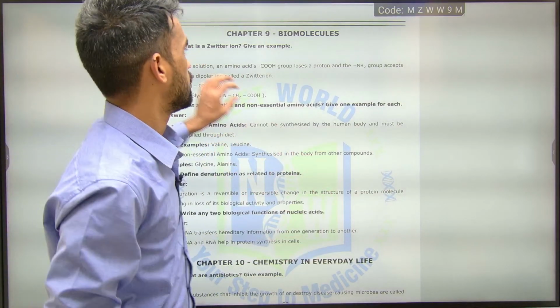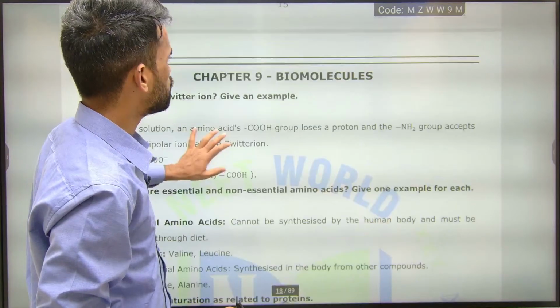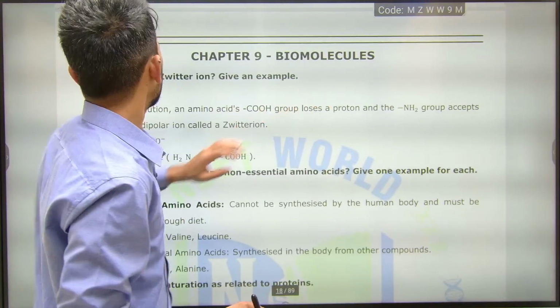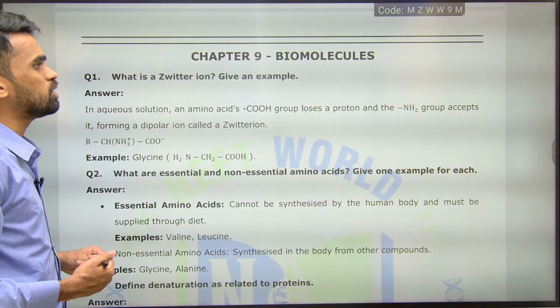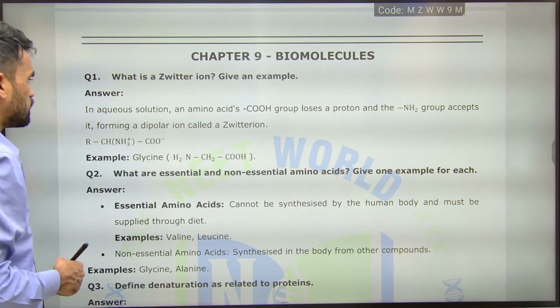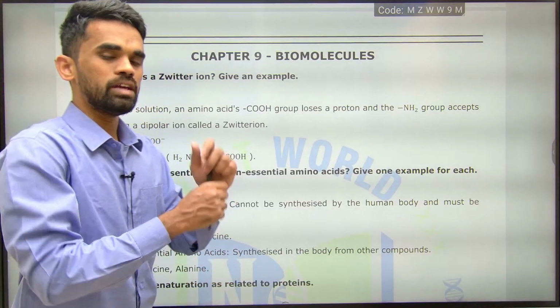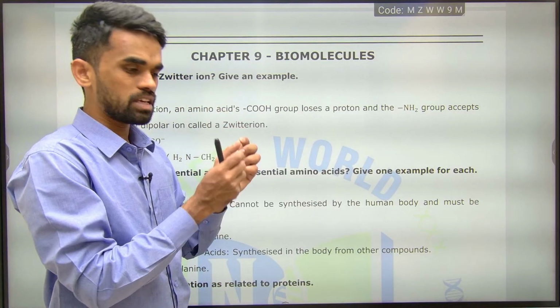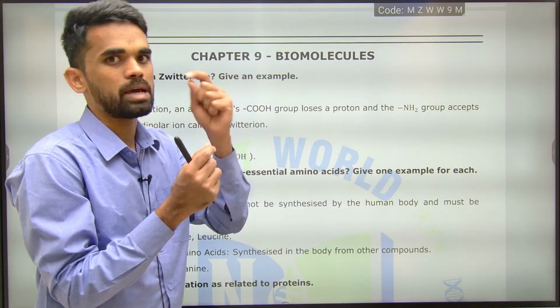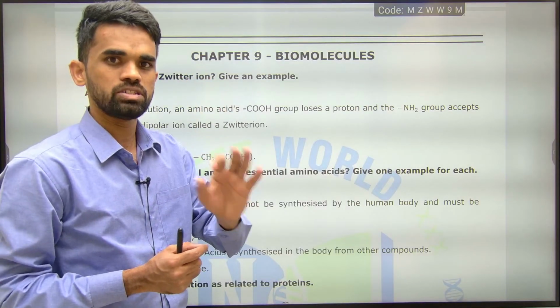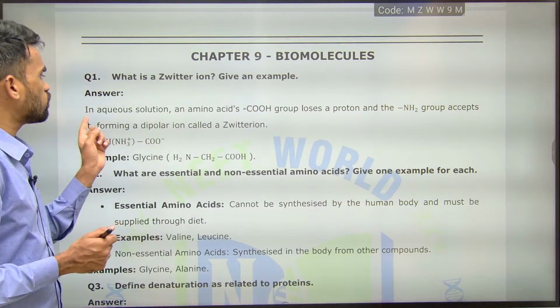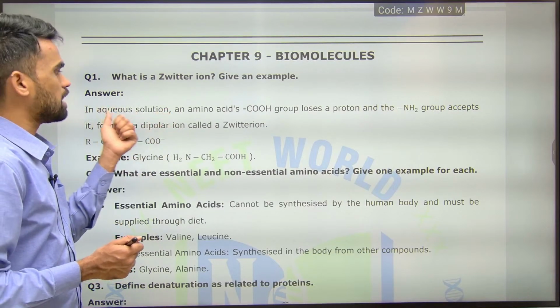Look at this. The first question asks: what is a zwitterion? Give an example. So we need to define zwitterion and give one example. Whenever they ask about zwitterion, just remember amino acids. Why? Just listen. In an aqueous solution, what happens?